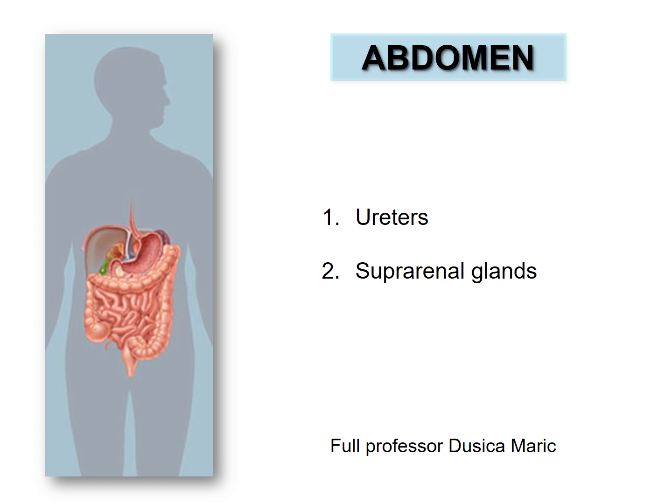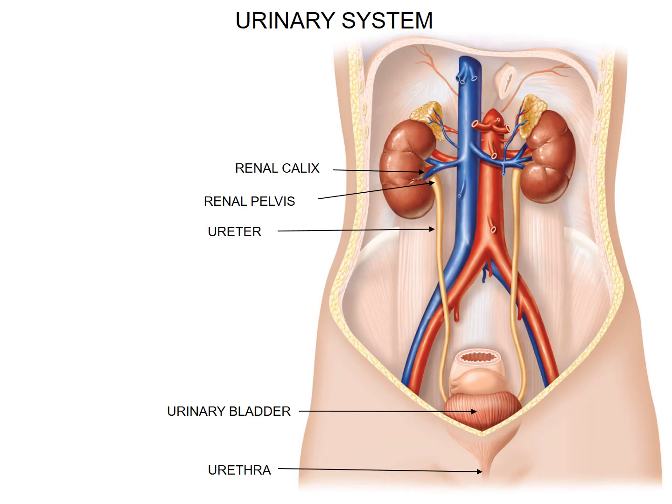Dear students, now we have to learn ureters and suprarenal glands. Parts of the urinary system are kidneys with renal calyx and renal pelvis, ureters, a urinary bladder, and a urethra.